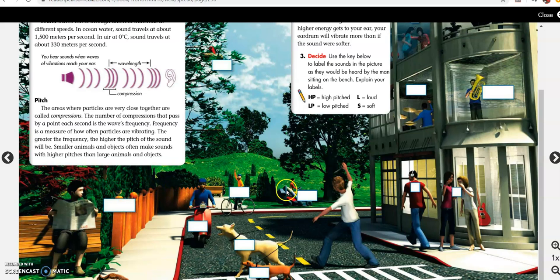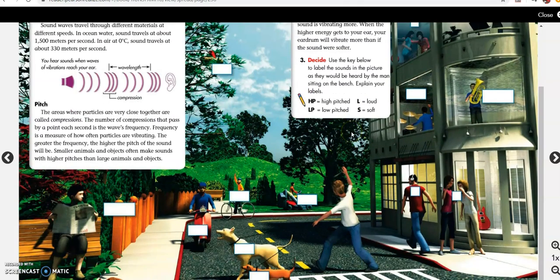Let's look at this guy on the lawnmower. Are lawnmowers quiet? Not any that I've heard. This is a big L for loud. Loud, loud, loud.